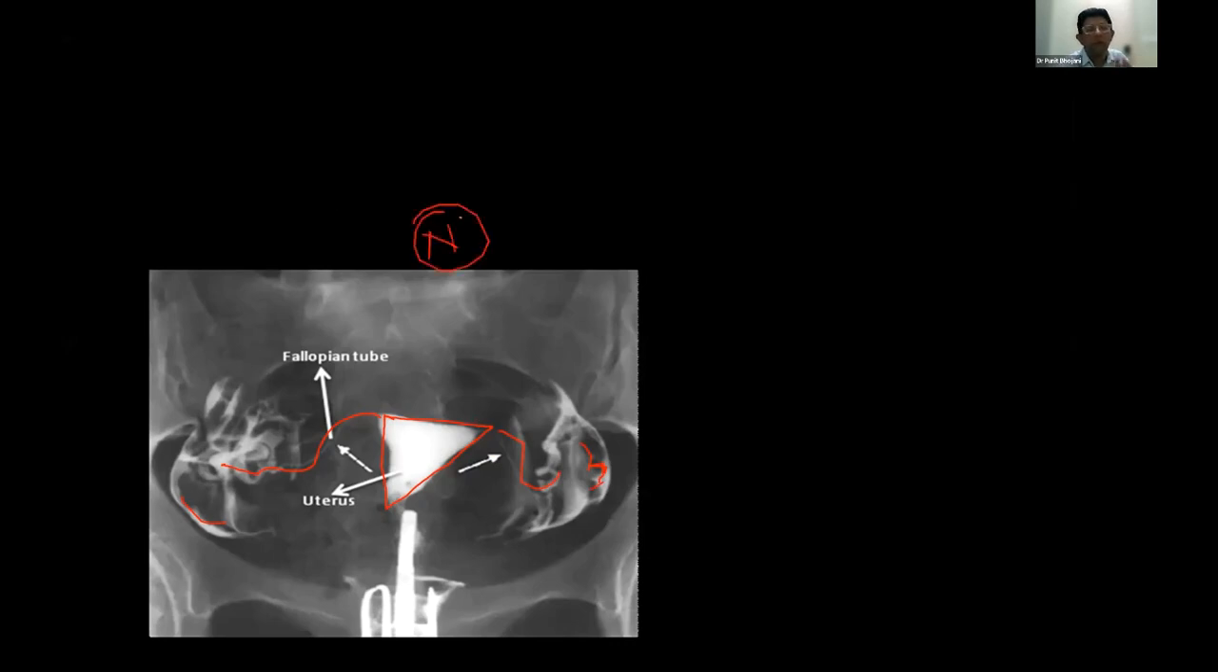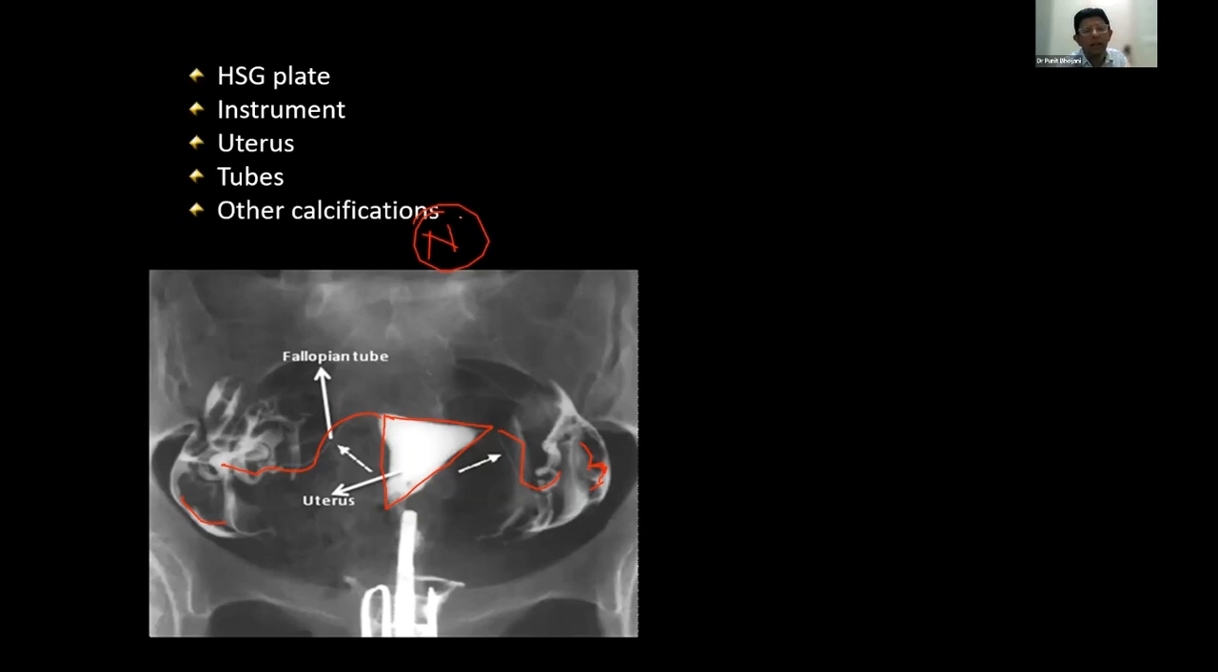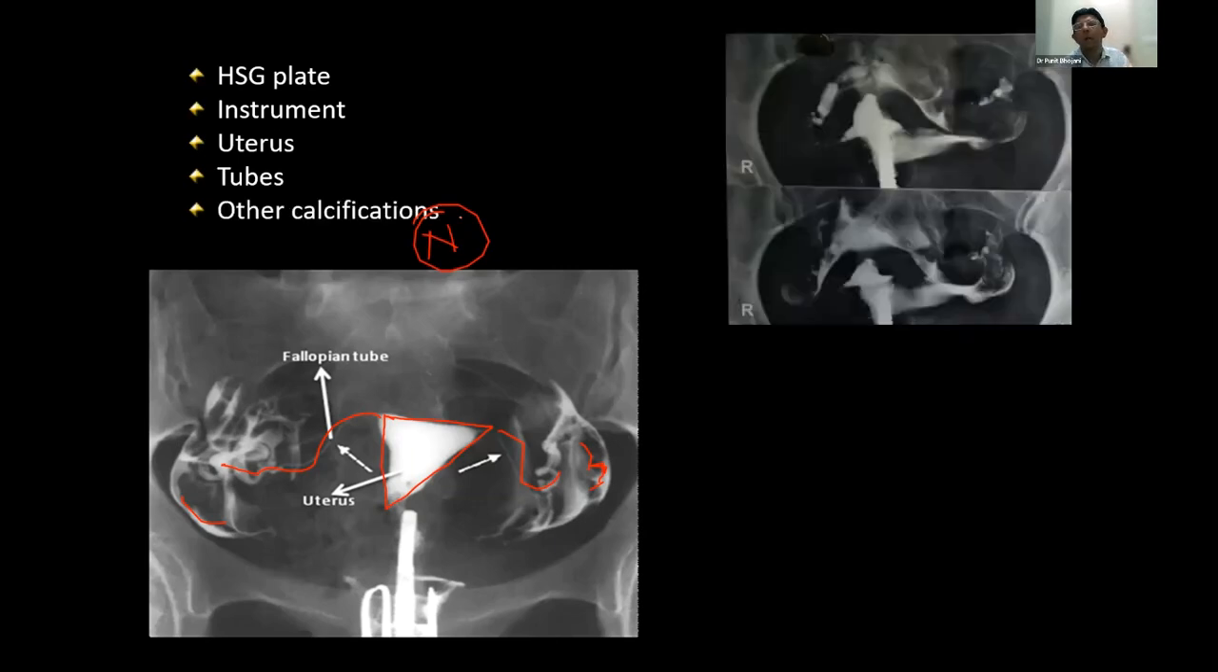Okay. Now we start. So HSG plate, which instrument? Uterus, how is it? Tubes, how is it? Any calcification do you see? And this. Now, all of you, can you identify this? What is this? Why is the shape like this? The one in the right corner. Okay. So this is because of the uterus. Always apply the Volsellum and pull it towards you. Yes, it is slightly painful, but actually this is also normal only.